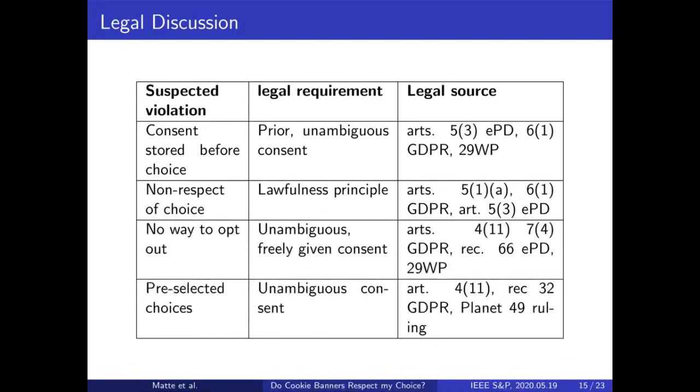For the third suspected violation, called no way to opt out, this practice potentially violates the requirement of an unambiguous and free consent defined in Article 4.11 of the GDPR, which mandates that the user has a choice to either accept or refuse in a user-friendly way. Finally, thanks to the European Court of Justice Planet49 case of October 2019, it became clear that preselected choices do not constitute a valid consent.